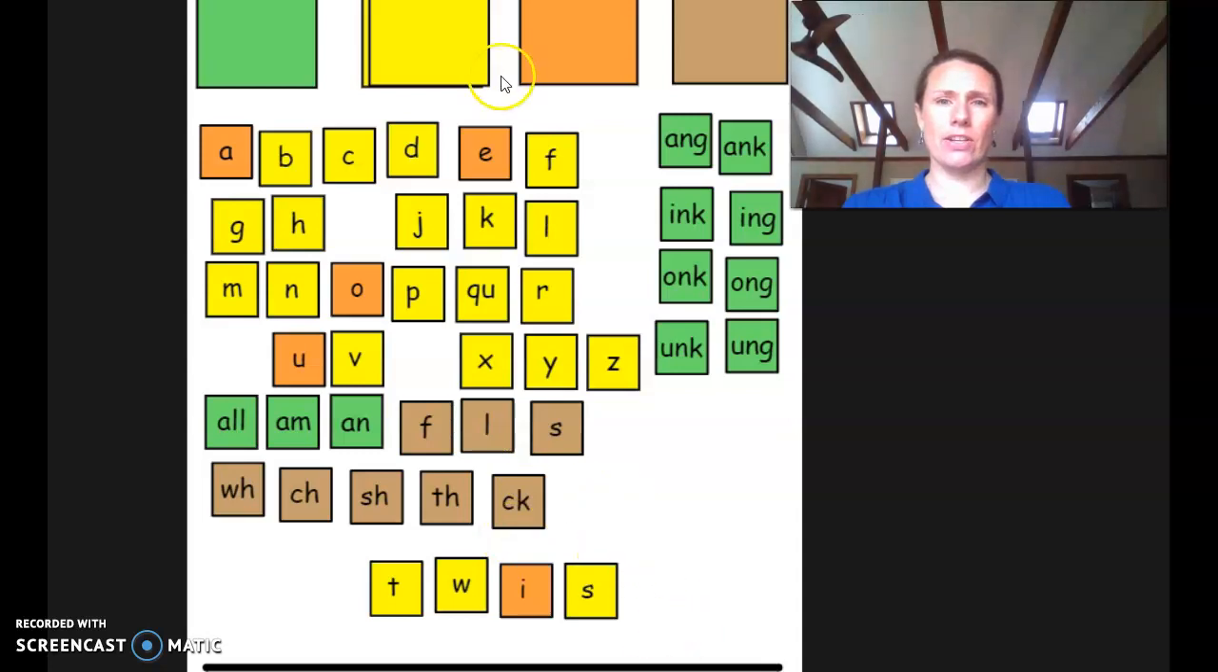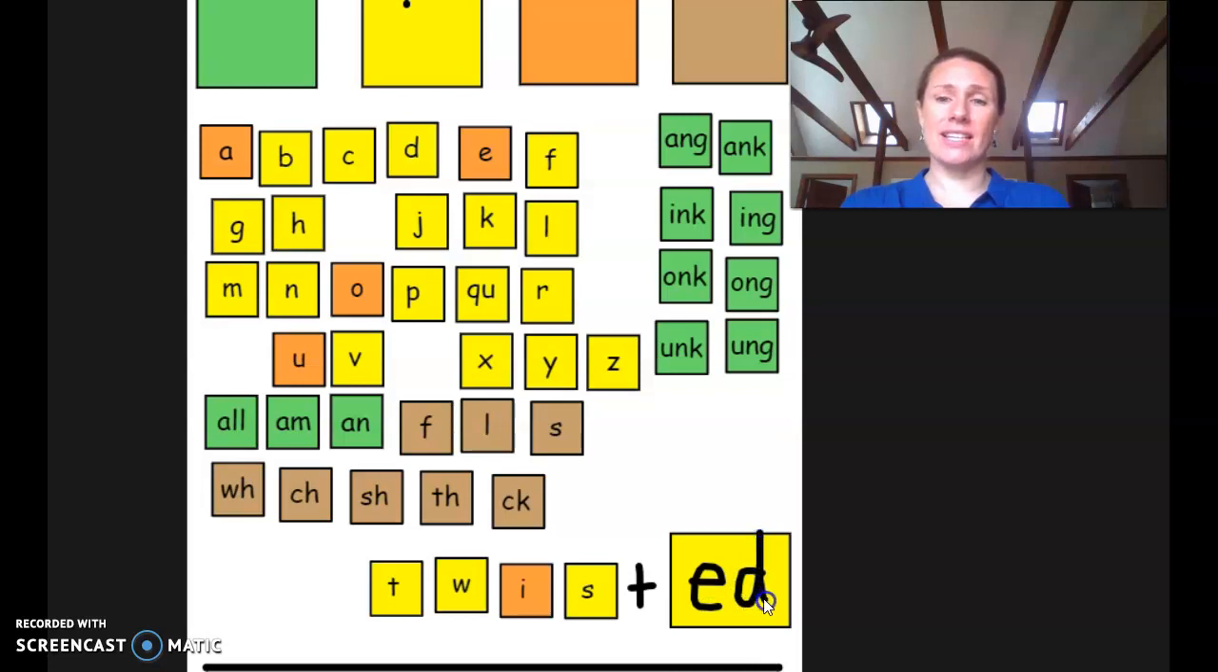Oh, and I need another T, so since I don't have another T on my board, I will just be creative and write it in. Twist. Now I'm going to pull down my suffix ed, and since it doesn't have ed on it, I will write it on. And twisted, it doesn't sound like ed, it sounds like id.